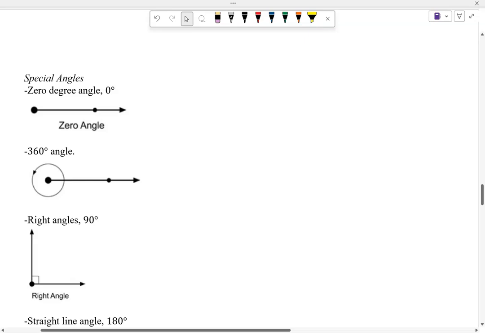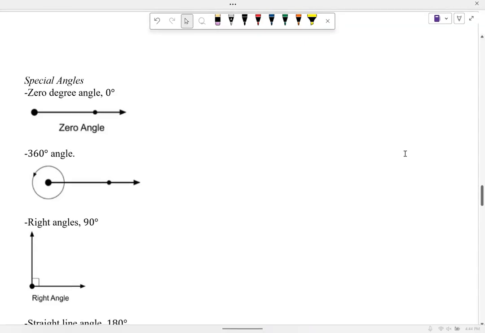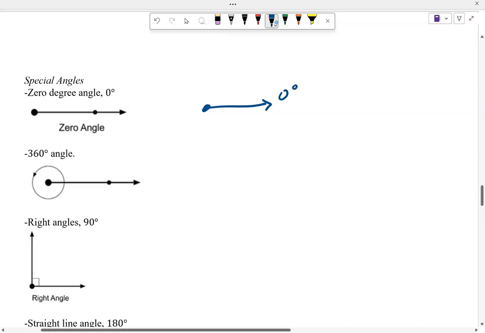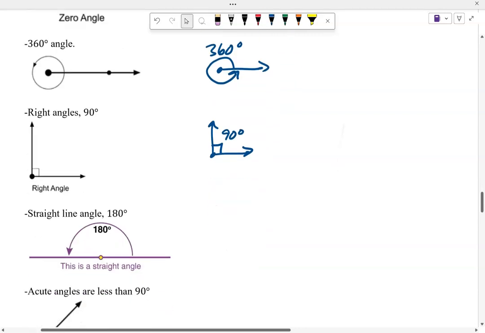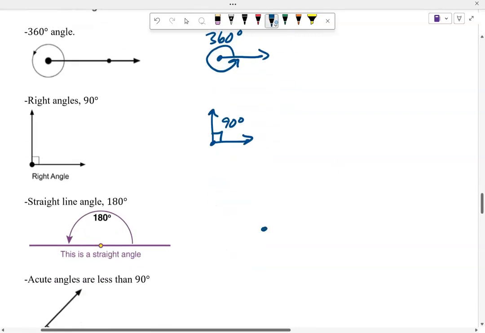Now here's some special angles. A 0 degree angle. And so you just got your initial side, and it doesn't rotate, right? It's 0 degrees. If you go all the way around, as we mentioned earlier, one full revolution is 360 degrees. If I only rotate a fourth of a revolution, that's 90 degrees, right? If I rotate halfway around, a half revolution, that would be 180 degrees.